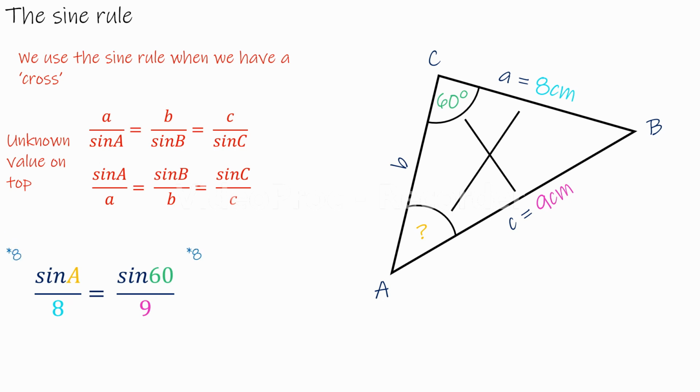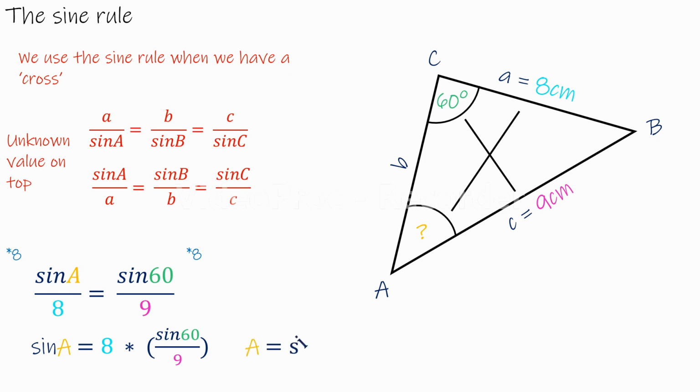We're going to times both sides by 8 so that we can get rid of the 8 denominator on the left, where we get sine A equals 8 times sine 60 over 9. Now, here is where we're going to use our inverse sine rule. If you need another look at this, I do have a video. It's in the SOHCAHTOA video, as it comes up in more detail there.